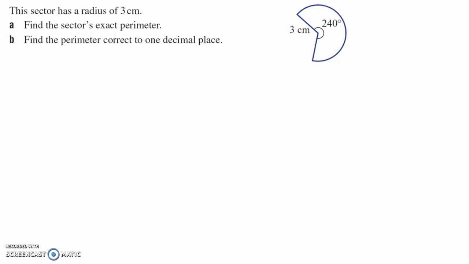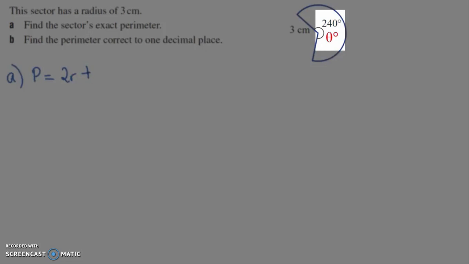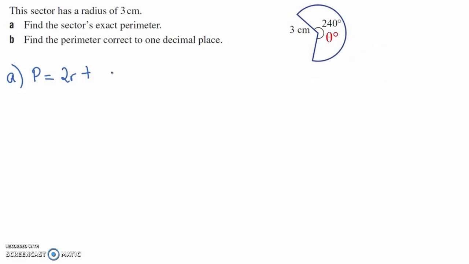The perimeter is made up of 3 parts. First of all, it's made up of the curved part going around the edge, and then it has 2 lengths of the radius, 3 centimetres. So perimeter, P, is equal to 2r to give us those 2 straight lines, and then we want a fraction of the circle, the circumference. The fraction that we have is going to be the angle theta over 360 times our formula for circumference, 2 pi r.